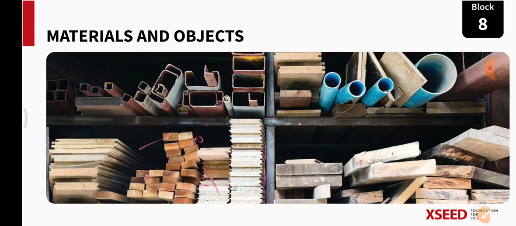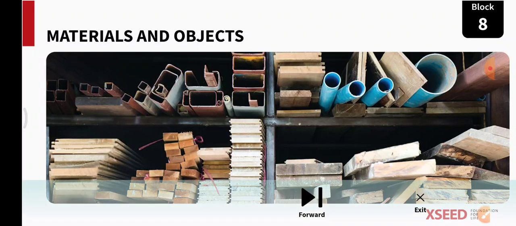In today's class, we are starting block 8 and we are doing the first lesson. The name of the lesson is Materials and Objects. On your screen, you can see there are some items which are made from different materials. Some are made with steel, some are made with plastic, some beams we can see they are made with wood. The material wood. Let us learn more about materials and objects, right?